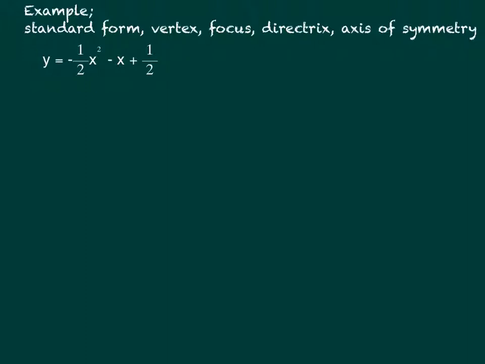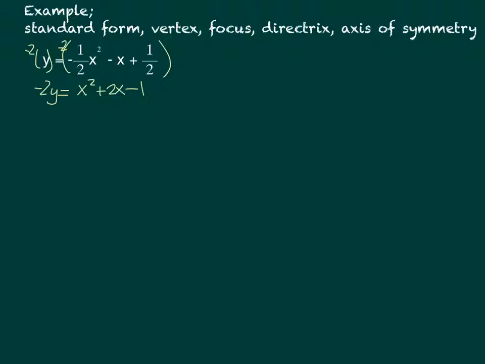Now I don't want to have anything before my squared term, so I'm going to multiply to get things away from that squared term. I'm going to multiply everything by -2. When I multiply by -2, what I am left with is -2y equals x squared plus 2x minus 1.